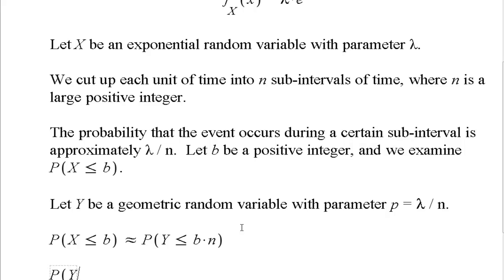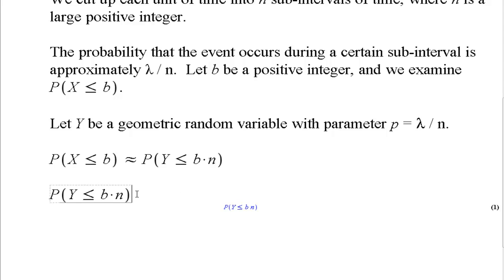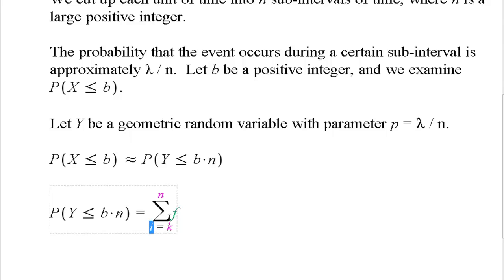Okay, now we can compute this probability exactly because y is a discrete random variable. It's a geometric random variable, and we've already studied those. You're used to dealing with them. So to get a probability for a discrete random variable, we just add up the probability of the individual numbers that are involved in the event. So this will be the sum from k equals the lowest possible value a geometric random variable can have, which is 1. So I'm going to start at 1, and then we go up to b times n.